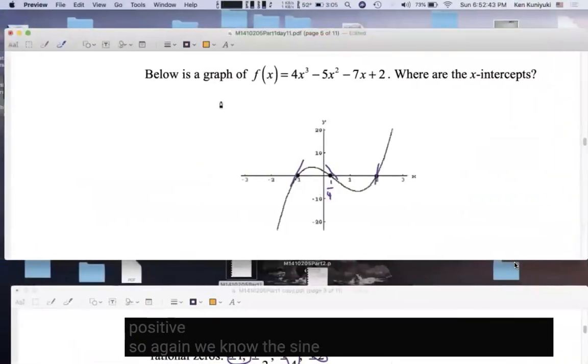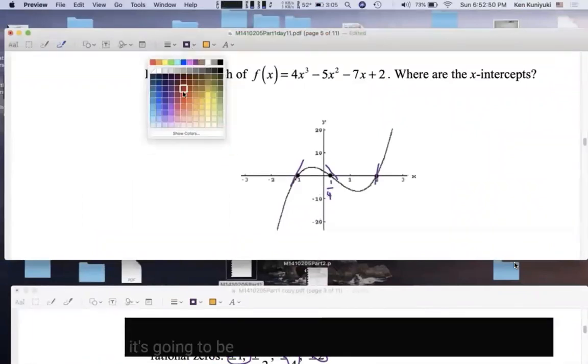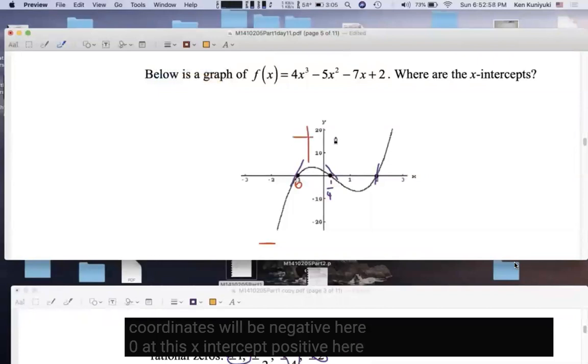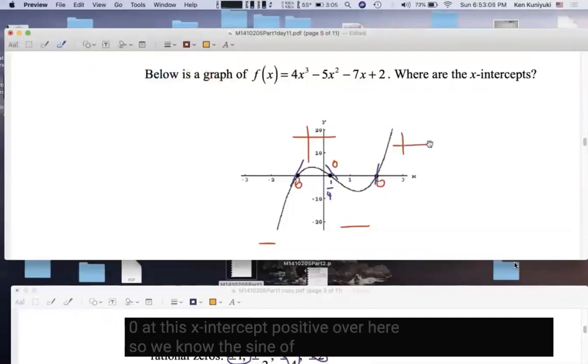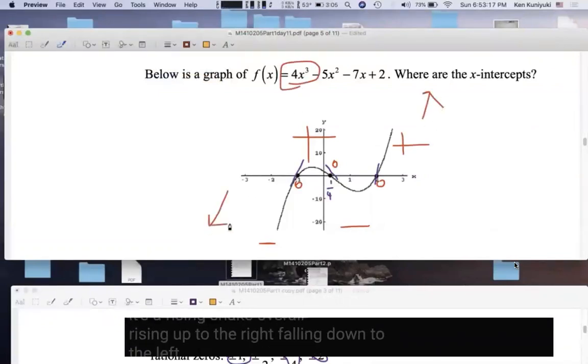So again, we know the sign of f everywhere. The function values or y coordinates would be negative here, 0 at this x-intercept, positive here, 0 at this x-intercept, negative here, 0 at this x-intercept, positive over here. So we know the sign of f for every real value of x. The leading term is 4x cubed. We know it's a rising snake overall, rising up to the right, falling down to the left.